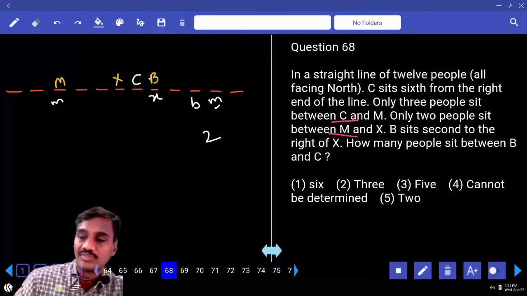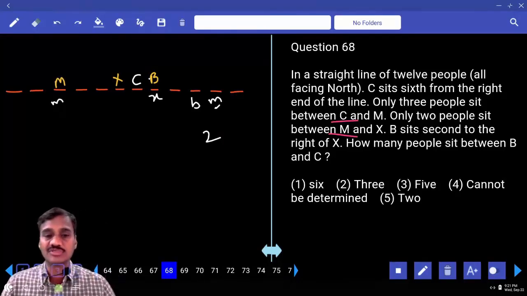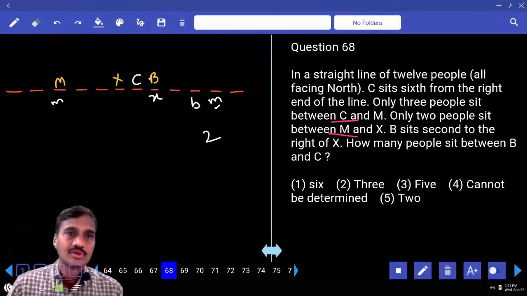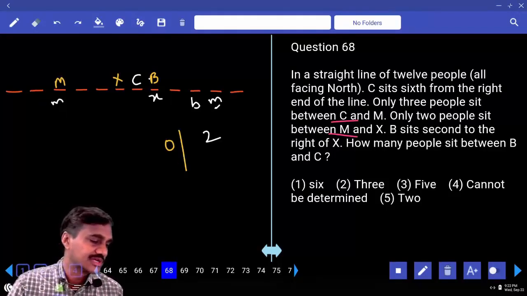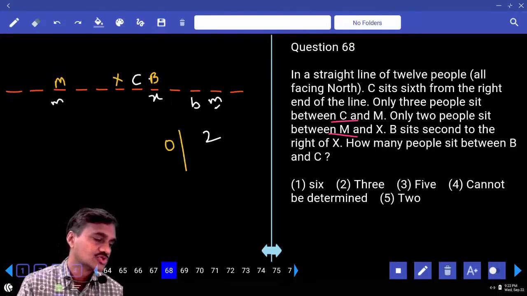B sits second. Then what is your answer here? Then how many persons in between B and C? 0. So what is the answer? Either 0 or 2. Either 0 or 2, hence it cannot be determined. Choice 4 is the answer.